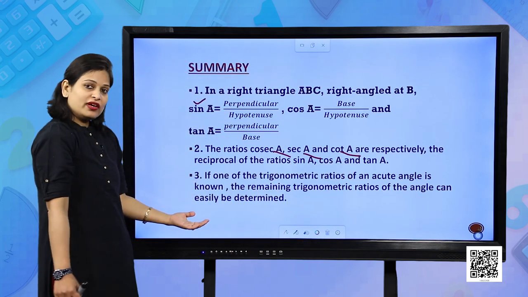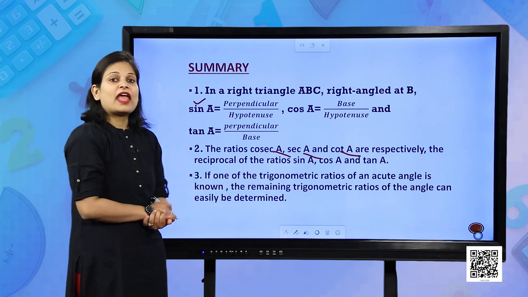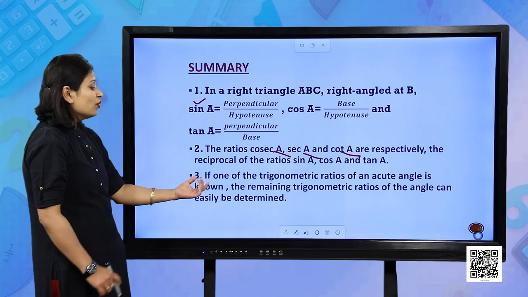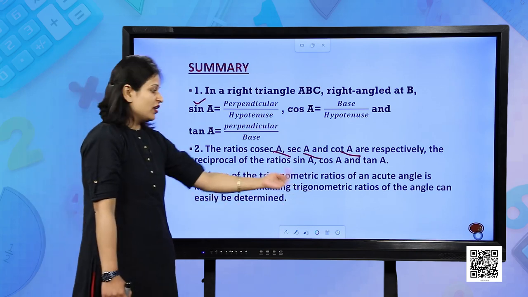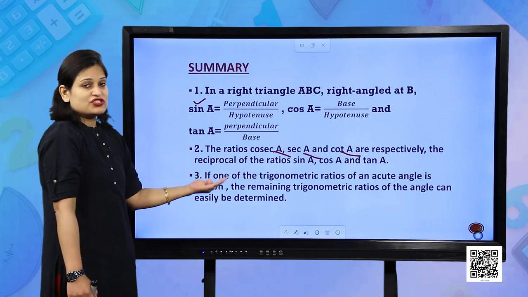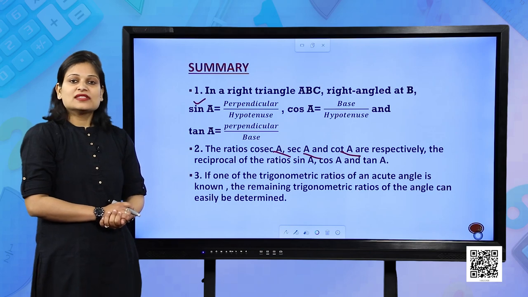Now, we have already studied that if one of the trigonometric ratios of an acute angle is known, you can easily calculate the other trigonometric ratios of the angle which is given. Hope you have understood today's session well.